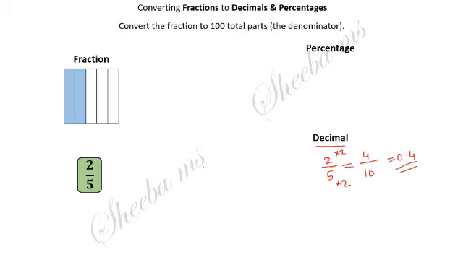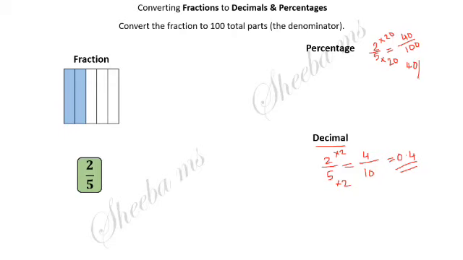And what is the percentage form? For changing 2 by 5 into percentage, percentage means it is by 100. So we want to change the denominator to 100. We have to multiply 5 by what number to make 100? How many 5s are 100? 20 times 5 is 100. So 2 times 20 is 40. So 40 by 100, that means 40 percentage.